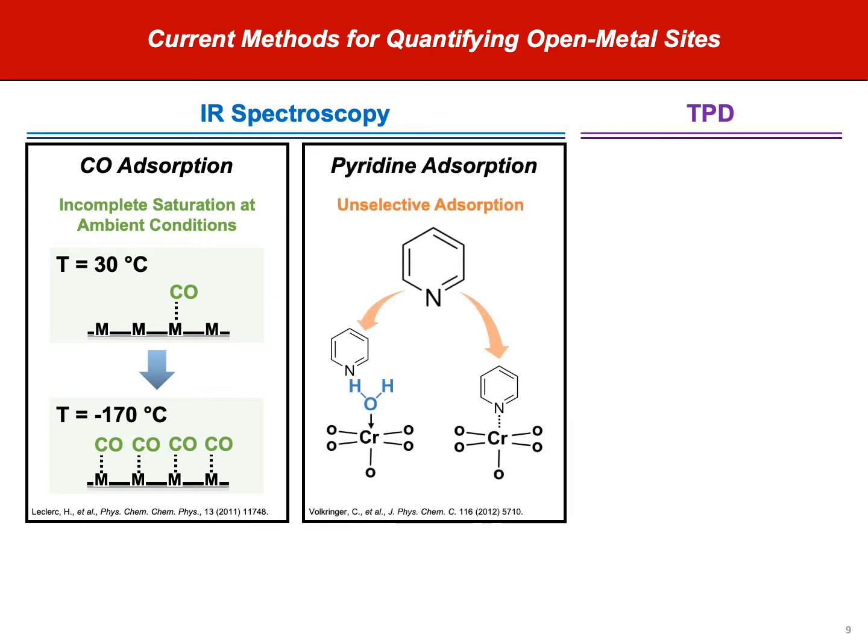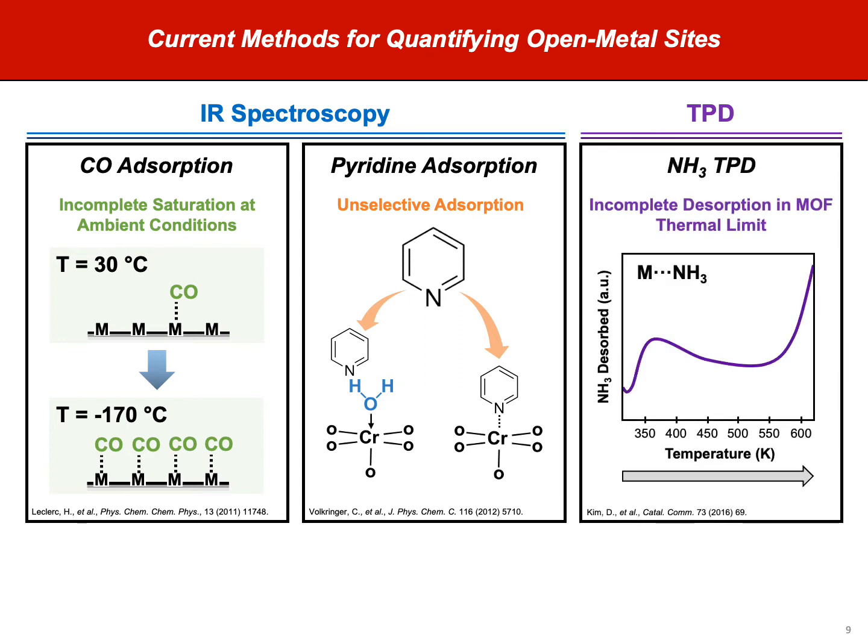The question of selective adsorption becomes even more of a hindrance if I look at pyridine adsorption onto open metal sites. Pyridine, of course, can adsorb not just onto open metal Lewis acid sites, but also onto Brønsted acid sites that originate from the labile water ligands. Lastly, ammonia TPD protocols that are typically used to characterize acid site densities in materials like zeolites may not be applicable widely to MOF materials due to the limited thermal stability of MOF materials as a general rule.